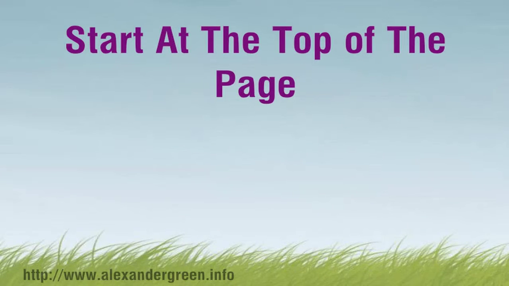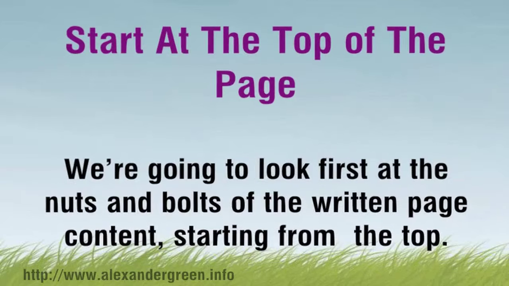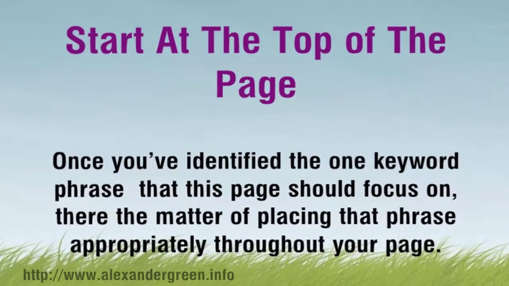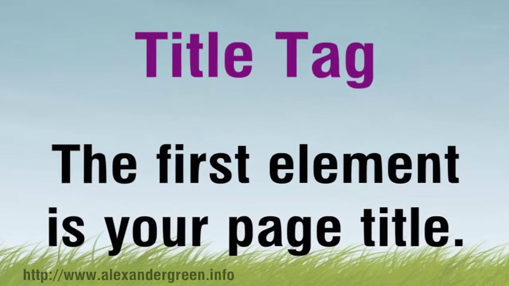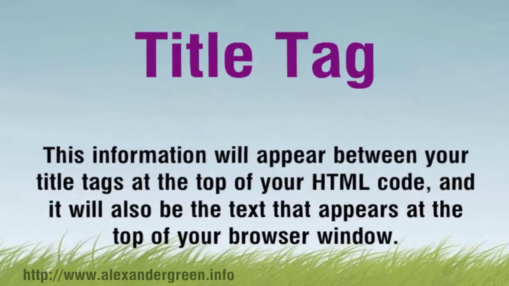Start at the top of the page. We're going to look first at the nuts and bolts of the written page content, starting from the top. Once you've identified the one keyword phrase that this page should focus on, there's the matter of placing that phrase appropriately throughout your page. Title tag. The first element is your page title. This information will appear between your title tags at the top of your HTML code, and it will also be the text that appears at the top of your browser window.